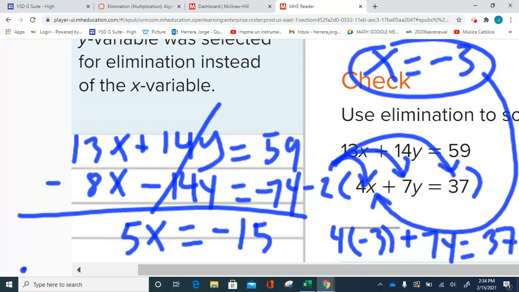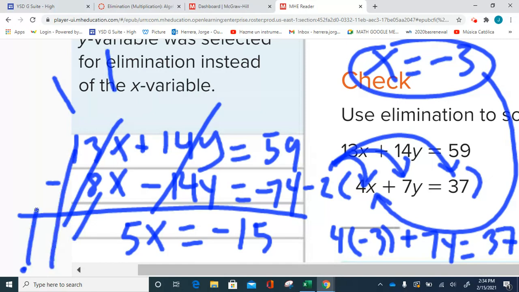Let me see if I can somehow go back over here. Okay, I'm stuck here. Okay, that's because I was here, guys.